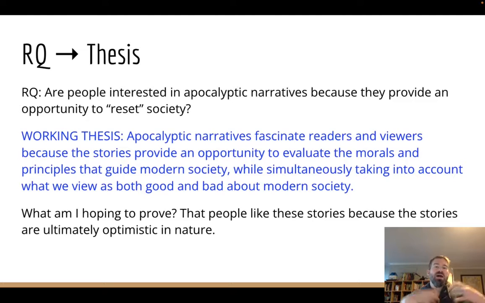Now, if my initial research question was, are people interested in apocalyptic narratives because they allow this opportunity to reset society, I now have something that I can move from and create that sort of working thesis. What I want to probably prove is that people like these particular stories because they are optimistic in nature. That awareness of what I'm trying to prove is something that we're getting at with a research project where you have objectives. The combination of your research question and your objectives should eventually lead you to a working thesis statement and hopefully to a final thesis statement that you'll have in your essay.